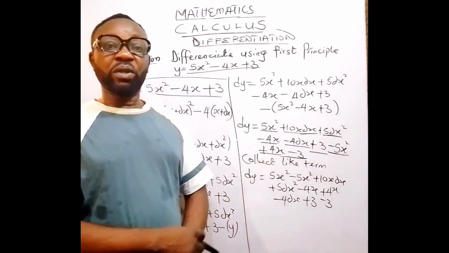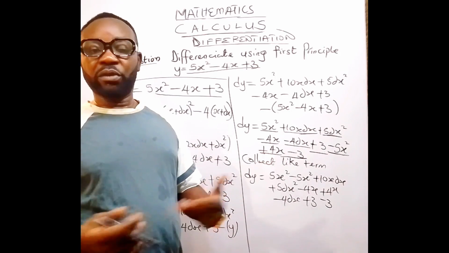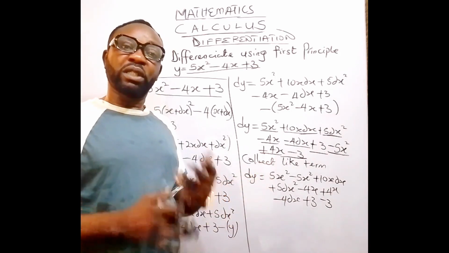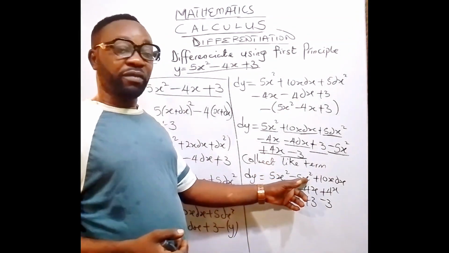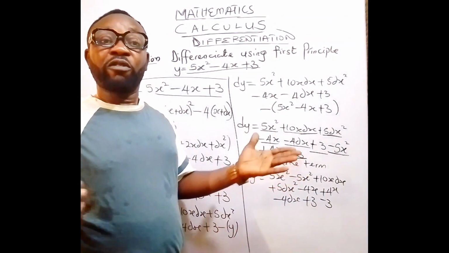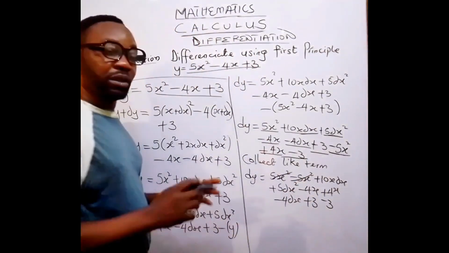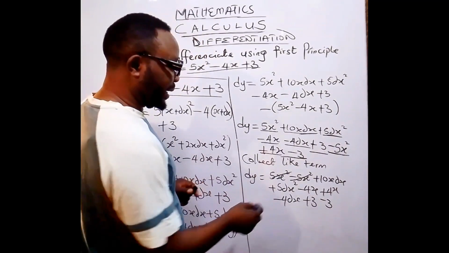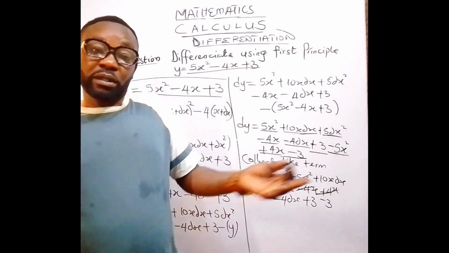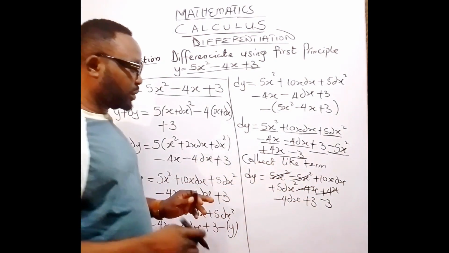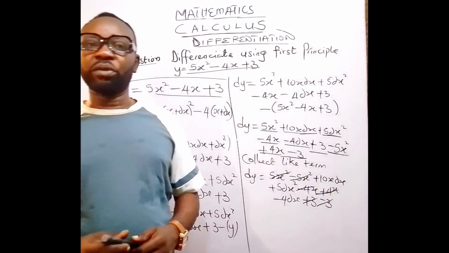Now the next thing I'll do is look at those like terms. What is the relationship between them? Is it addition to one another? Is it subtraction from one another? Now I'm having here 5x squared minus 5x squared. It's like you say 5 minus 5, that will be 0. So this one will cancel each other out. Then what other terms look alike again? Minus 4x plus 4x. It's like you say 4x minus 4x. That one also cancels out. Plus 3 minus 3, that one also cancels out as well.